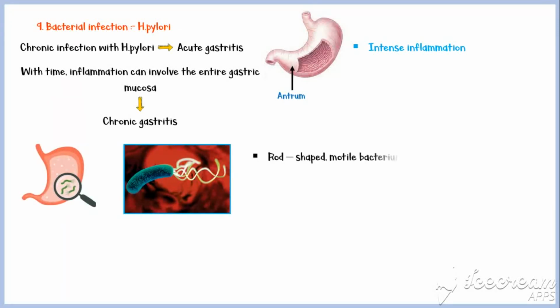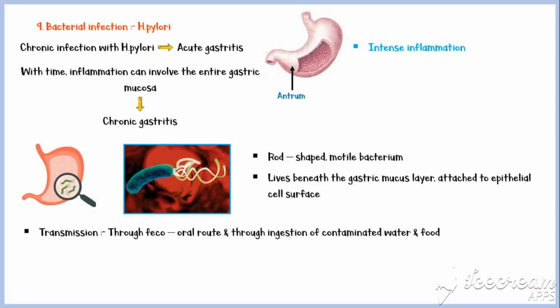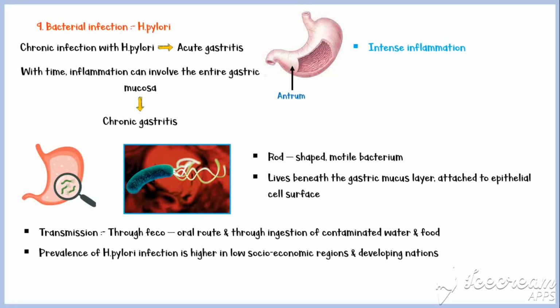Helicobacter pylori is a rod-shaped, motile bacterium that lives beneath the gastric mucus layer, attached to the epithelial cell surface. How the bacterium is transmitted is not entirely clear, but it is likely from person to person through the fecal-oral route and through the ingestion of contaminated water and food. This is why the prevalence of Helicobacter pylori infection is higher in low socioeconomic regions and in developing nations.